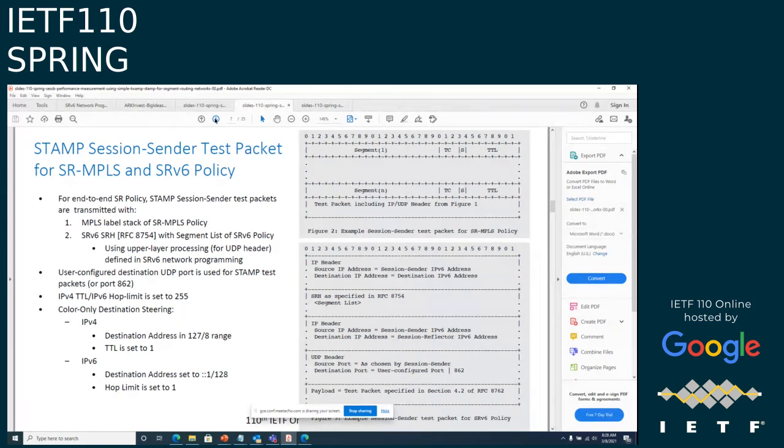The IPTTL is set to 255. There is a color-only destination steering. In this case, the IPv4 destination address is set to a 127 address, and IPv6 also uses the corresponding loopback address. Next slide, please.